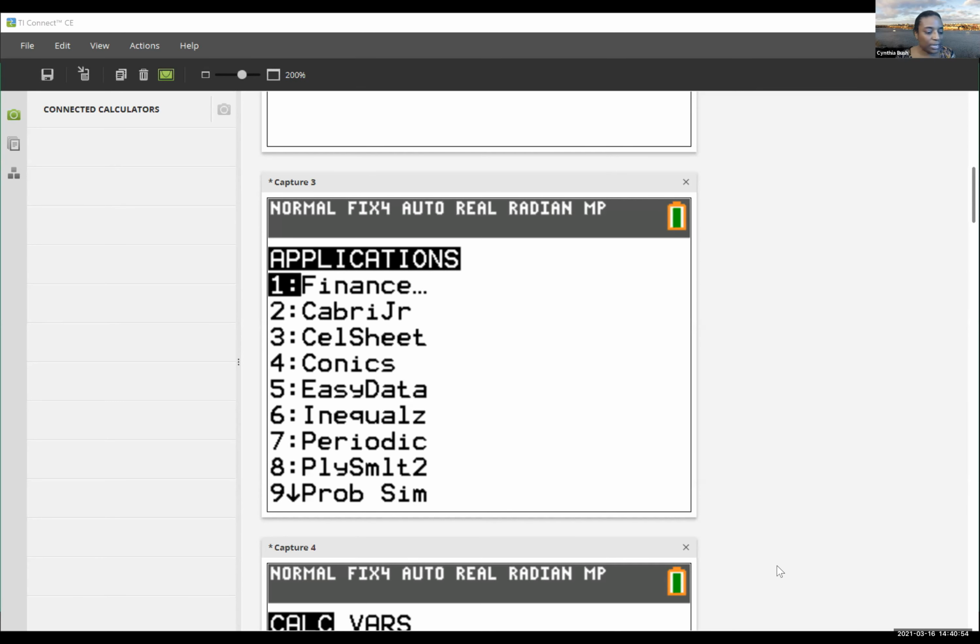On your TI 83, 84, the very first thing you want to do is hit the word apps. It's located about your 3rd or 4th row from the top towards the left. When you hit apps, this is the screen you'll see. It says applications and number 1 is finance. Does anybody have problems getting to this screen?